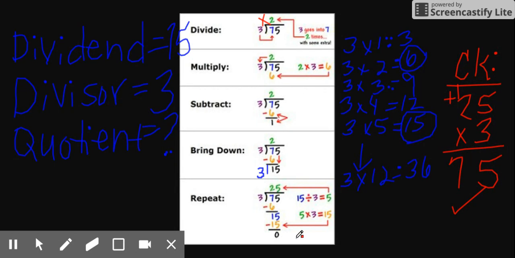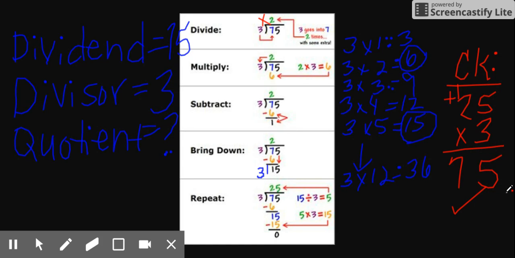I ask myself two questions. Do I have a number above every number in the box? Yes, I do. And is my remainder smaller than my divisor? Yes, it is. So now I go over here and check. I always multiply my quotient times the divisor, and my answer should be the dividend, and I got it correct.